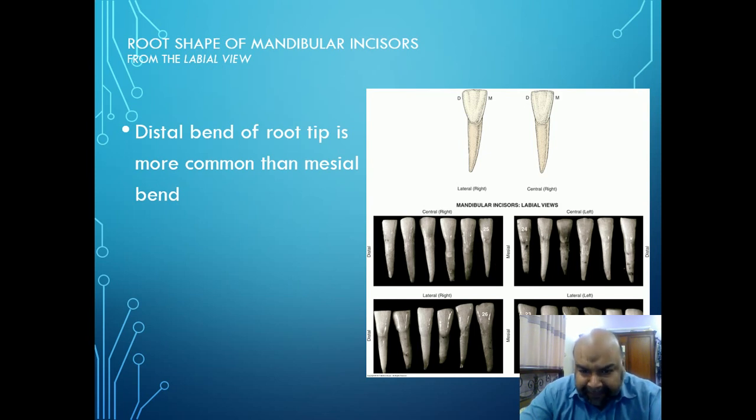Now sometimes the mandibular central is usually straight, but in some teeth there's a distal curvature, so they are distally curved, while the lateral incisor has a prominent distal bend to the apical area. If you just look at it, you can see that the teeth are bent towards the distal. This distal bend and distal curvature is usually found on the mandibular lateral as compared to the mandibular central.